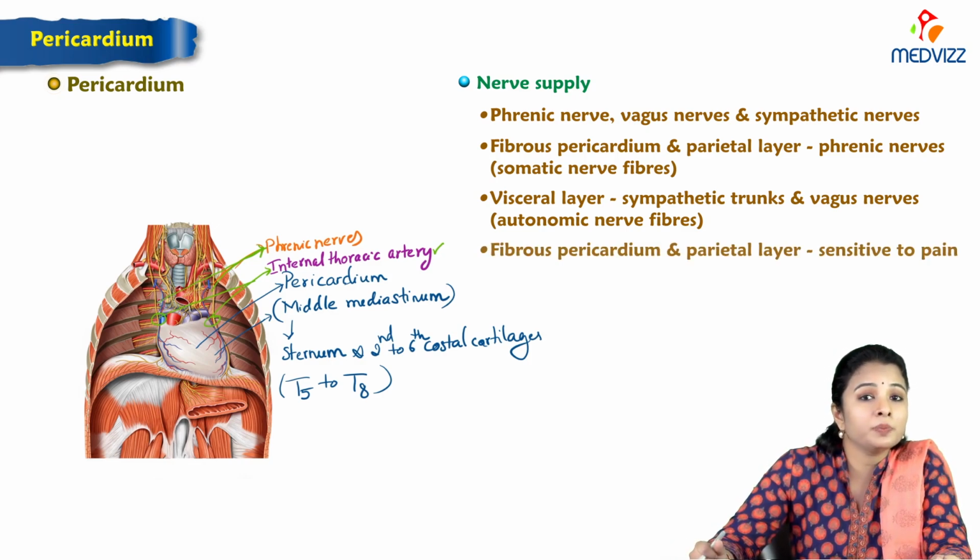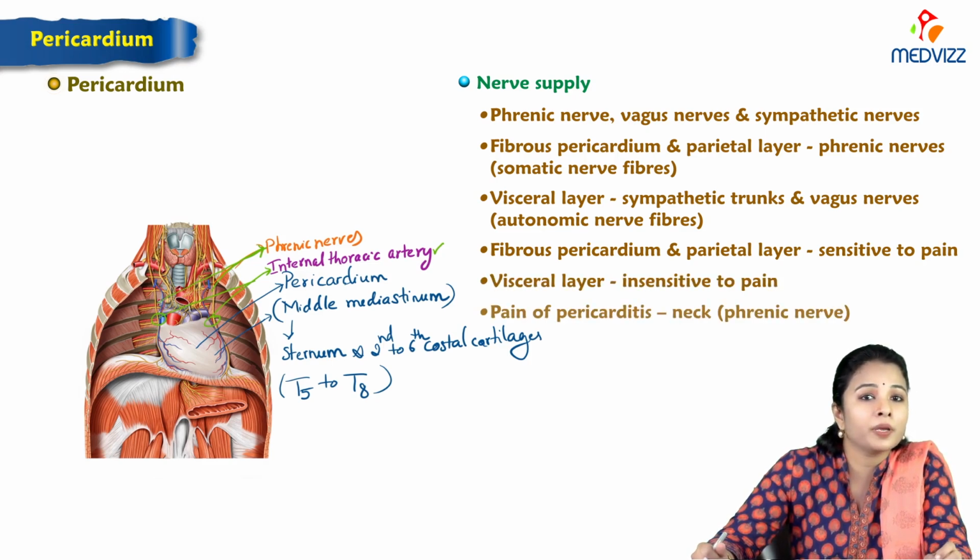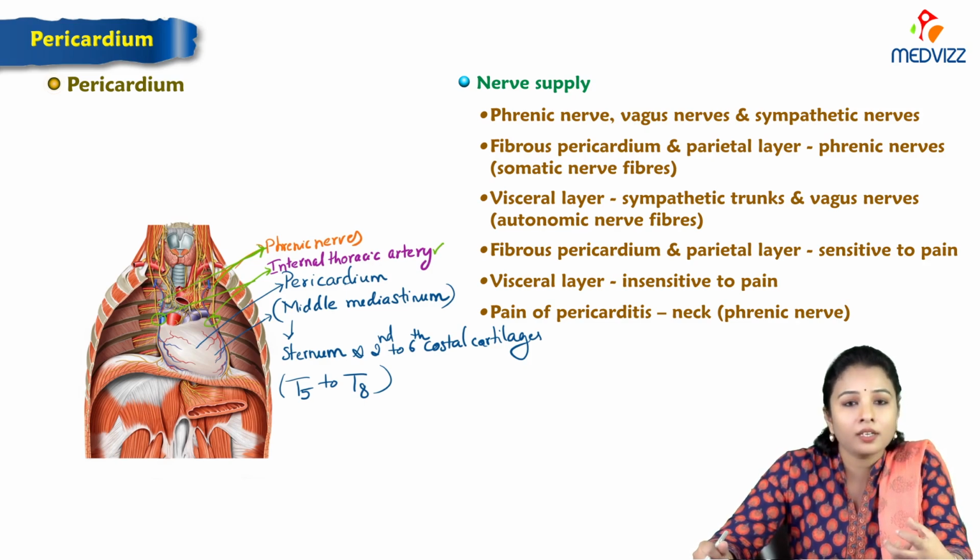Thus, the fibrous pericardium and parietal layer of the serous pericardium are sensitive to pain, whereas the visceral layer of the pericardium is insensitive to pain. Thus, pain during pericarditis, which is any inflammation of the pericardium, will be a referred pain in the neck, because the phrenic nerve supplies it.